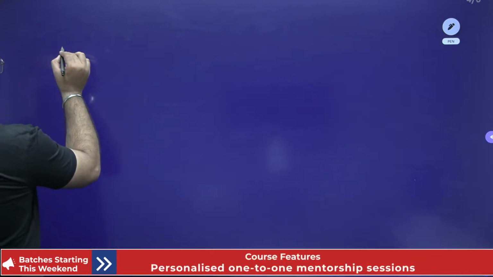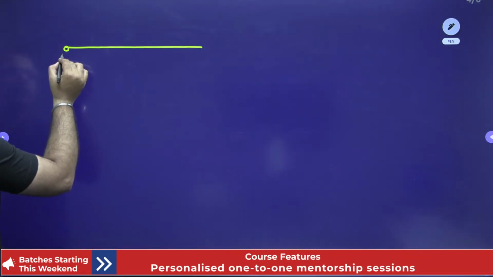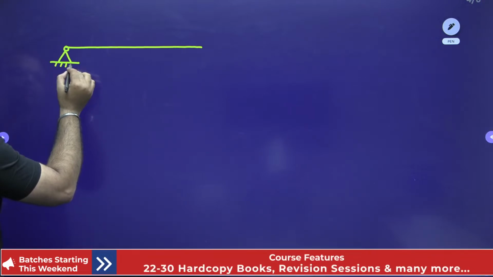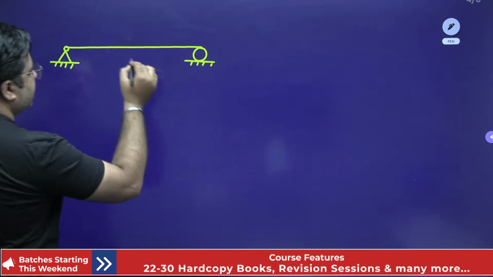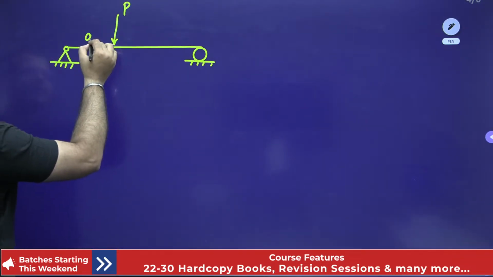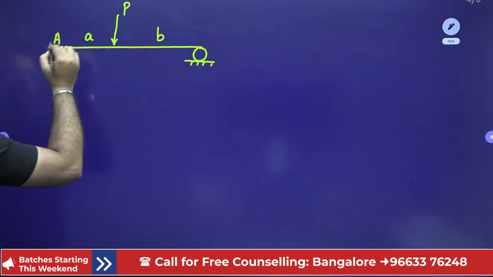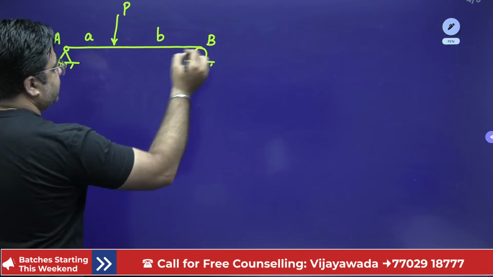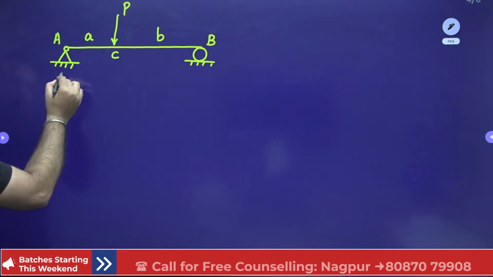So here I have a simply supported beam. For this simply supported beam, one eccentric load P is acting, and this load P is at a distance A from end A and B from end B, ABC, right? This is my beam. Now let me draw the shear force diagram.